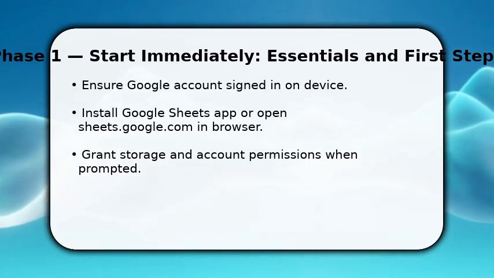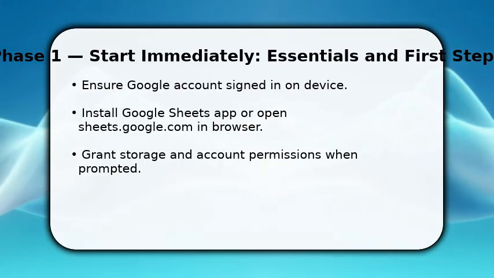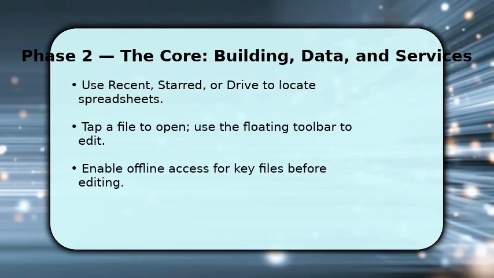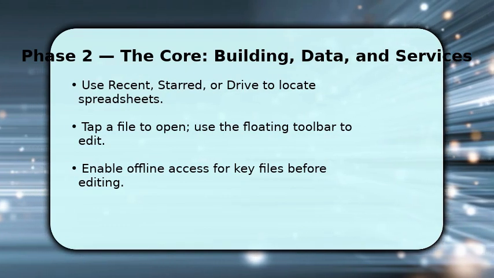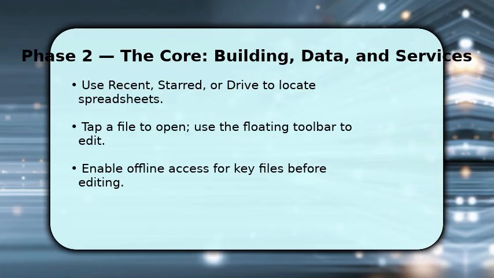If you prefer Drive, open the Google Drive app next. Both routes let you access the same spreadsheets. Once your file list is visible, find the spreadsheet via Recent, Starred, or Drive folders and tap it to open. This loads within seconds, depending on connection.